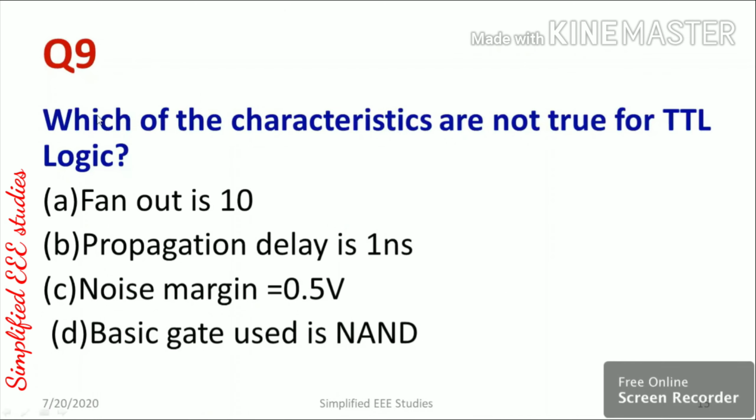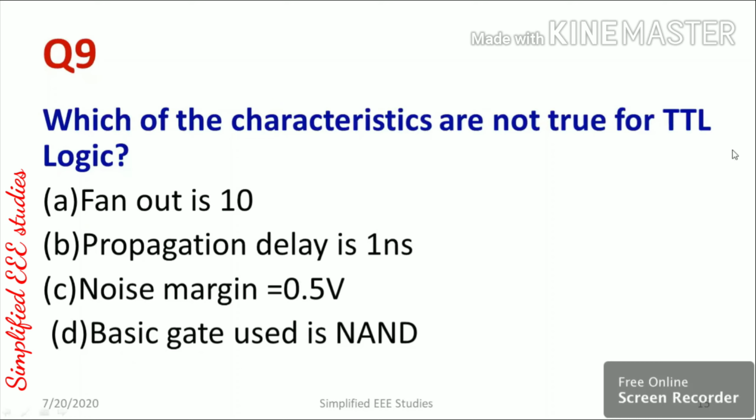Let me explain question number 9. Which of the characteristics are not true for TTL logic? Option A, fan out is 10. Option B, propagation delay is 1 nanosecond. Option C, noise margin is 0.5 volt. And option D, basic gate used is NAND.